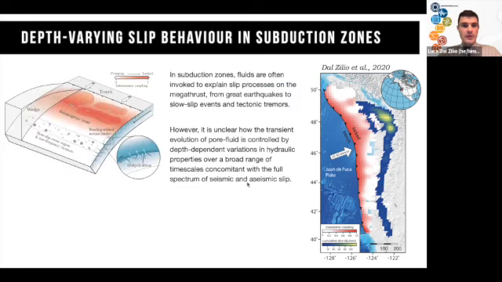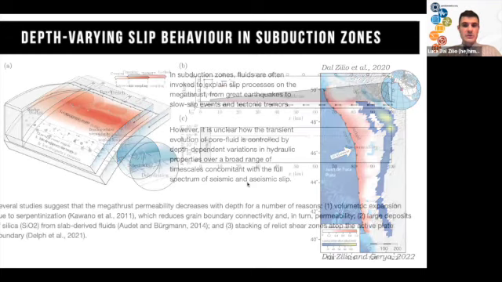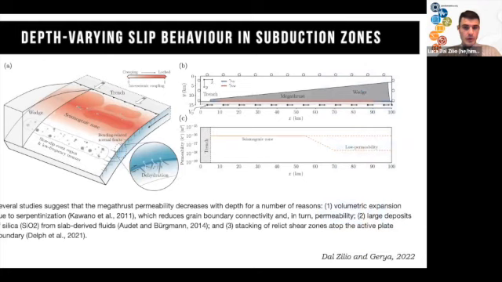And so when we think about this problem, we can assume that the percolation of fluids due to dehydration can cause an increase of pore pressure, which can then control the behavior of either seismic or aseismic slip. So we try to explore this problem with a very simple model where we have a wedge-like setup, and we try to change the permeability within the fault zone by assuming a constant permeability or a permeability that decreases with depth.